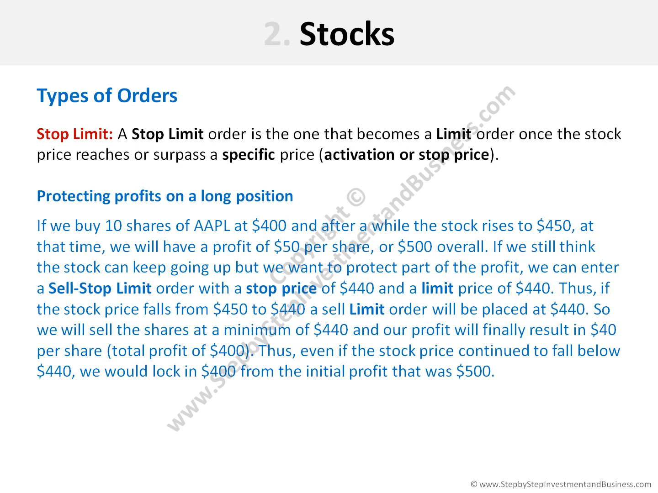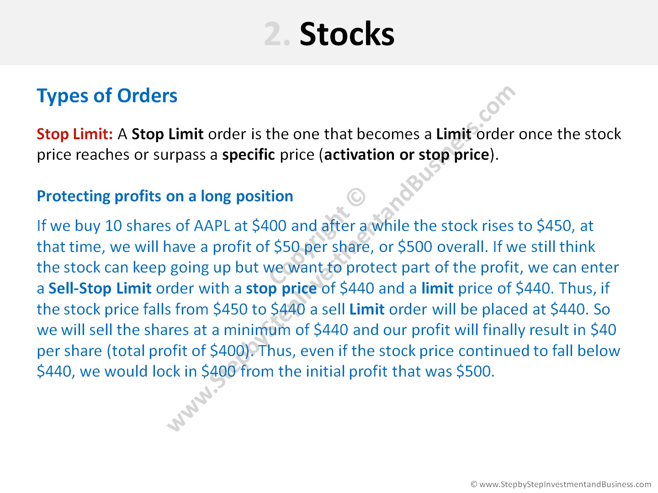Now, let's see an example of the use of this type of order in the case we would like to protect profits on a long position. If we buy 10 shares of Apple at $400, and after a while the stock rises to $450, at that time we will have a profit of $50 per share, or $500 overall.